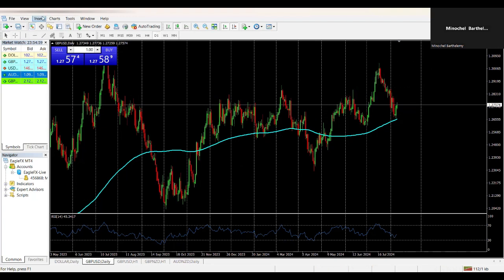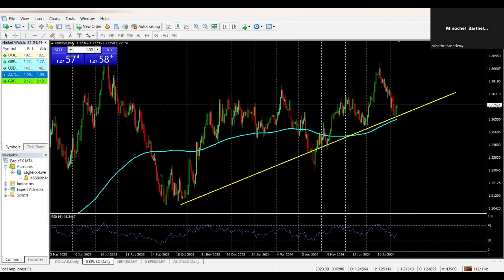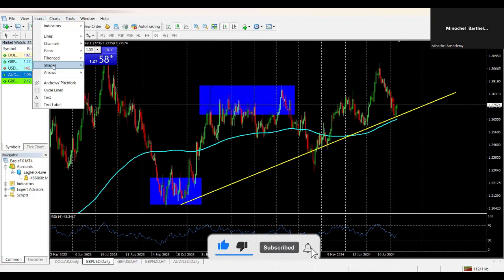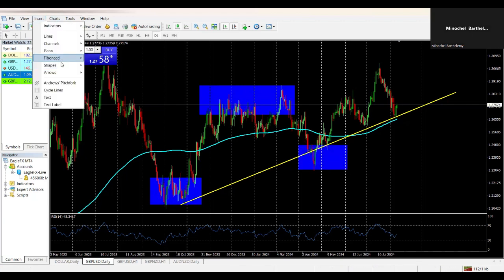So let's do it again. We know the market is currently trending up. If you grab your trend line, it is clearly an uptrend. And then the second thing you have to do is mark your key structures properly. If you go to insert shapes, rectangle box, the market gave us a low, went all the way up to give you a high, then came back down to give you a higher low, then went all the way up to give you a higher high.